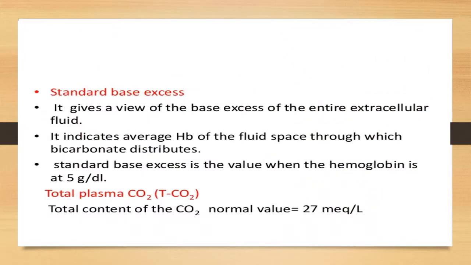Standard base excess. It gives a view of the base excess of the entire extracellular fluid. It indicates average hemoglobin of the fluid space through which bicarbonate distributes. And the standard base excess is the value when the hemoglobin is at 5 gram per deciliter. Total plasma carbon dioxide, that is the total content of the carbon dioxide, normal value equal to 27 milliequivalent per liter.